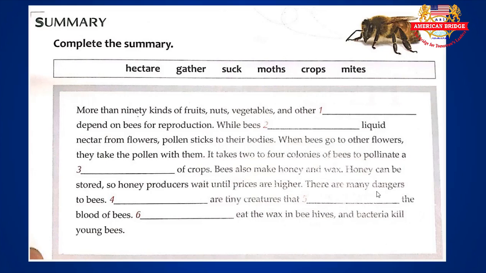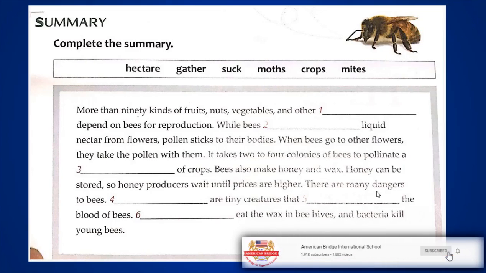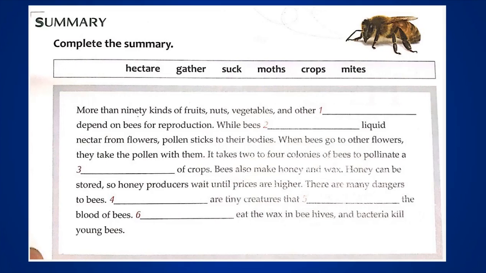It takes 2 to 4 colonies of bees to pollinate a hectare of crops. Bees also make honey and wax. Honey can be stored, so honey producers wait till prices are higher. There are many dangers to bees. Mites are tiny creatures that suck the blood of bees, moths eat the wax in the beehive, and bacteria kill young bees.